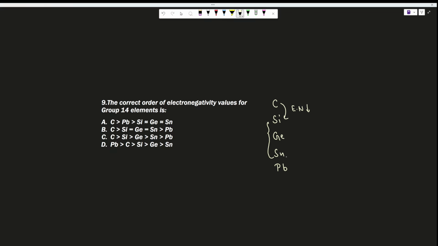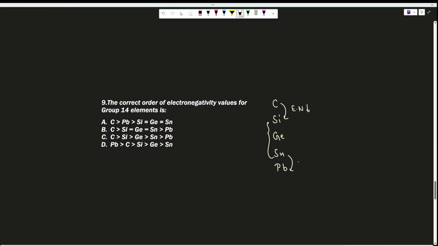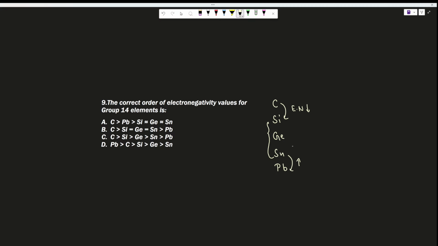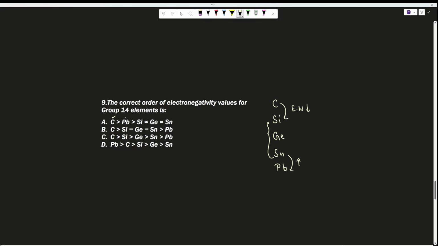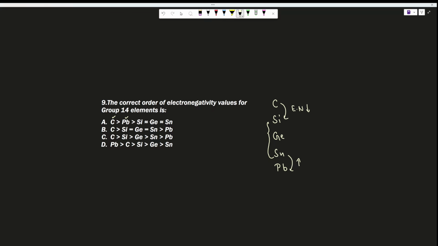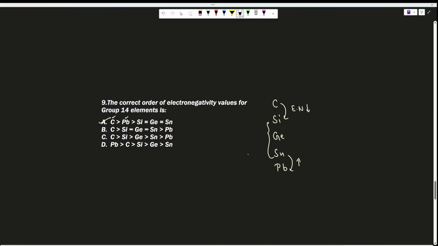And when you move to lead, it will increase because of f electrons also. F electrons are poor shielders. So similar to the previous case, after carbon, you are getting lead here. Then you are getting silicon, germanium and tin. It is given almost equal, nearly equal. So carbon is here. Then lead you have, silicon, germanium, tin are nearly equal. So that is the right answer.